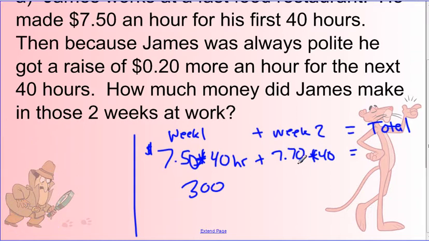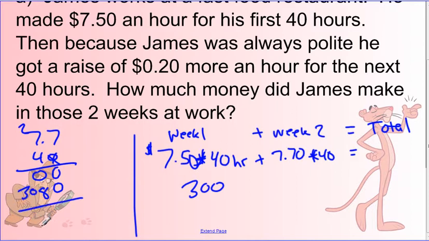Okay? Week 2, now he made 770 for 40 hours. 0, 0, drop down, add a 0. 28 plus 28 and 2 more is 30. So 3080, one number after the decimal, gives us $308.